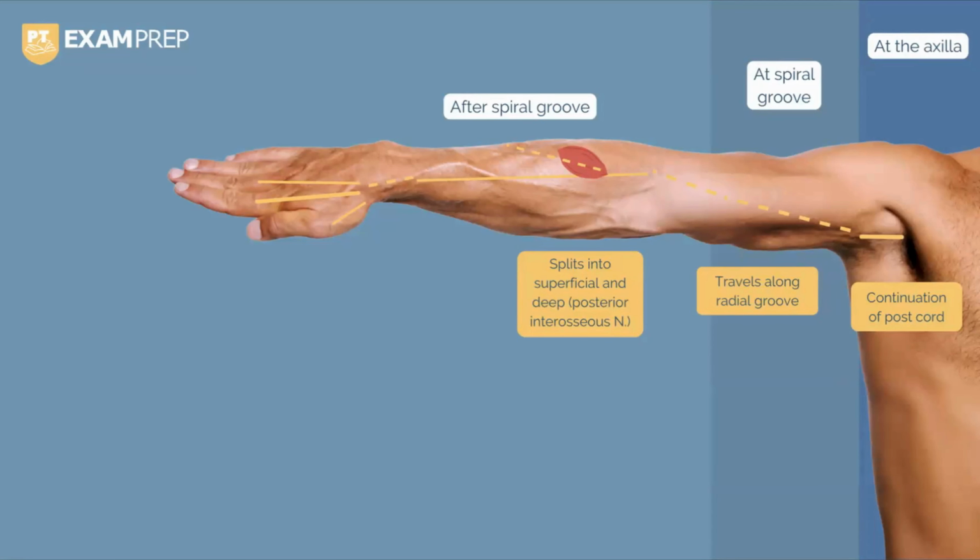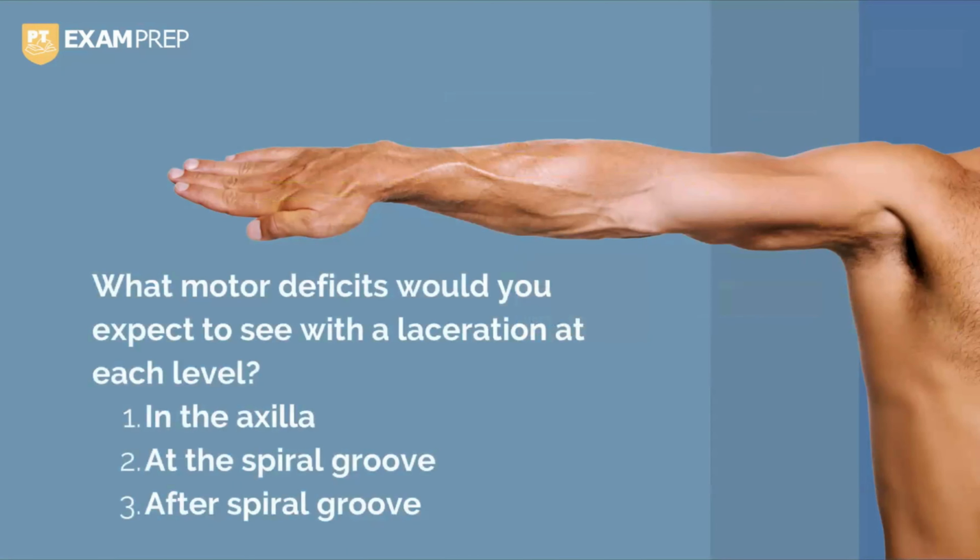The big thing is we want you to know that after the spiral groove, it supplies branches to that medial head of the triceps. It then goes into the forearm and splits into two, into our deep and into our superficial. Okay, I'm going to bring back the question. What motor deficits would you expect to see with a laceration? And let's talk about that.